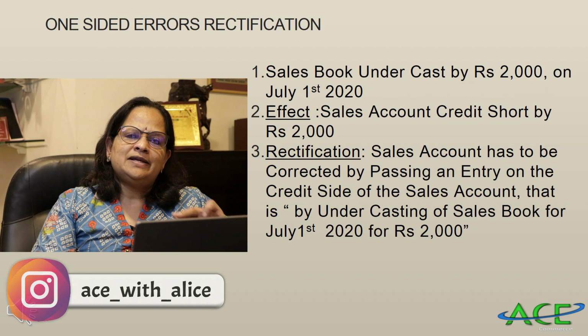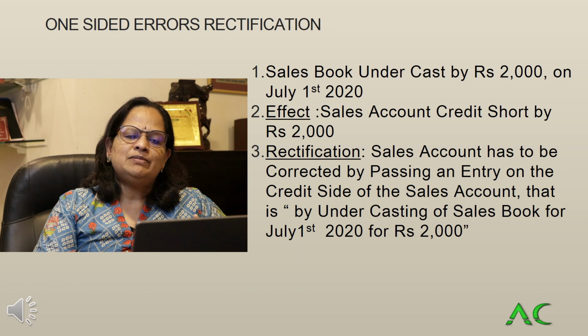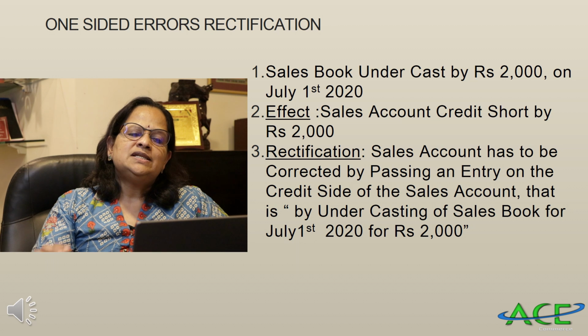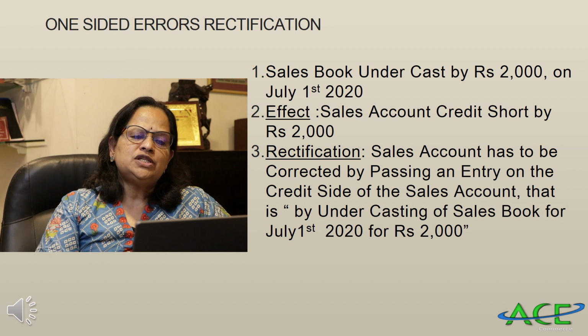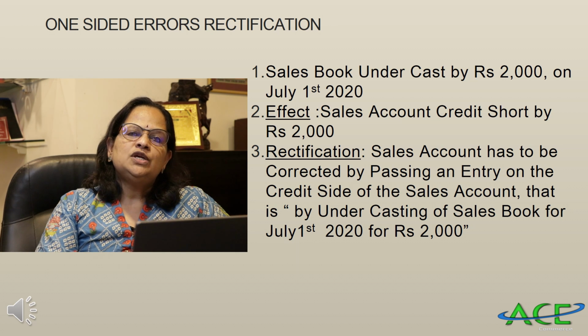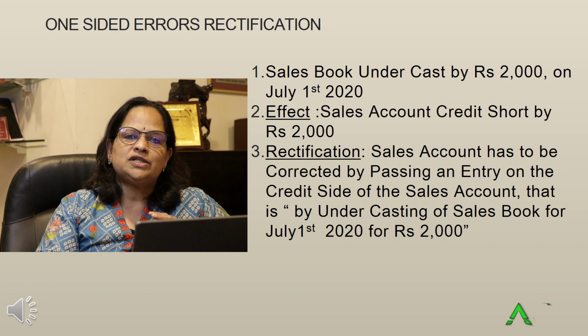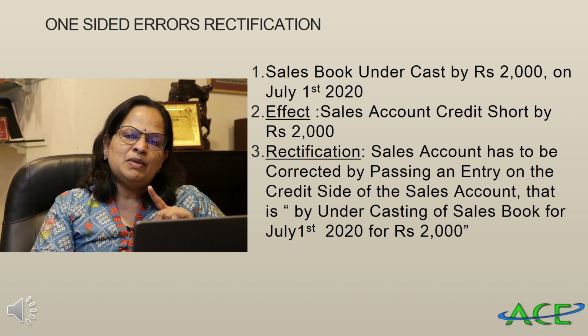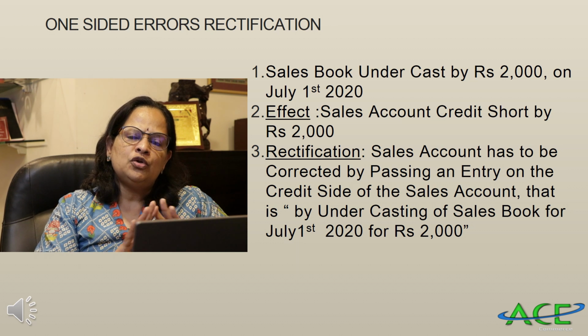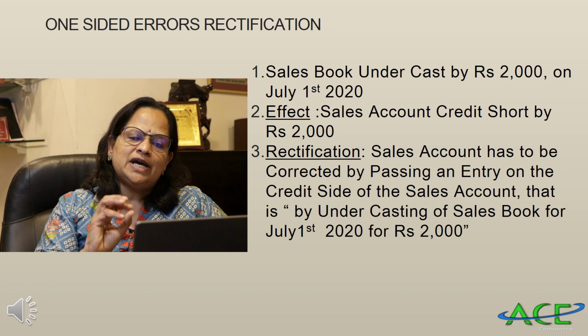Now, rectification of one-sided errors. I am going to give a few examples. You know that sales is a credit balance. The sales book is undercast by 2000 on 1st July 2020. What will be the effect? The sales account credit is short by 2000. The credit side will show a difference of 2000. Now how are we going to rectify it? Remember, this is a one-sided error. We are not going to pass a journal entry. We are going to correct it.